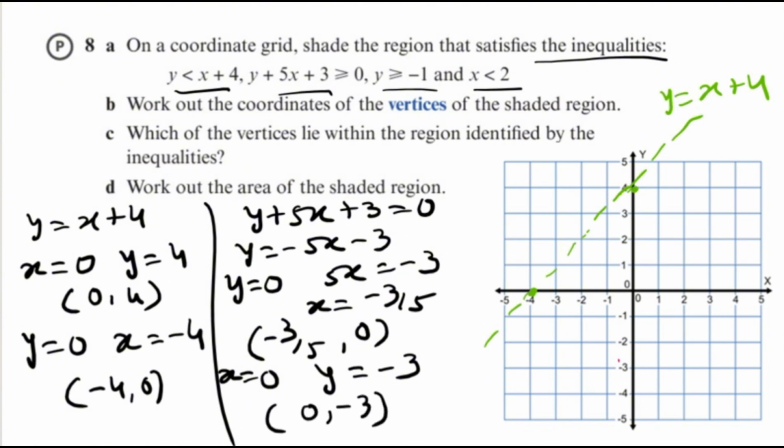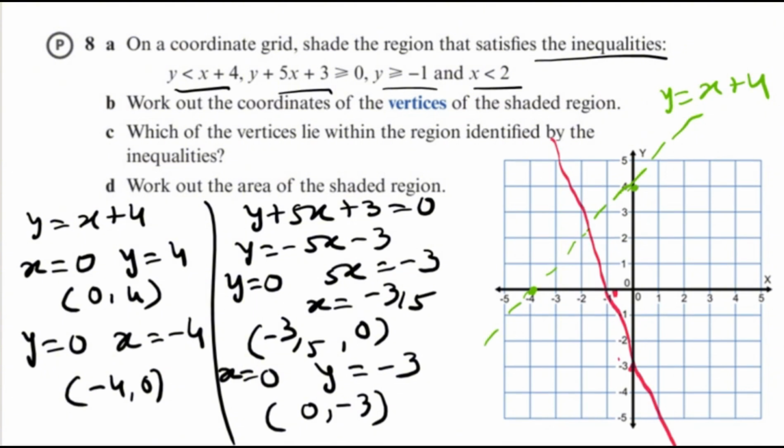Let's sketch this line. Minus 3 over 5 is kind of 0.6. So we are getting somewhere here. And this is 0, minus 3. So we are getting something somewhere here. Because there is an equal to sign, we can draw this line as a solid line. So this line is, we can say, y equal to minus 5x minus 3.